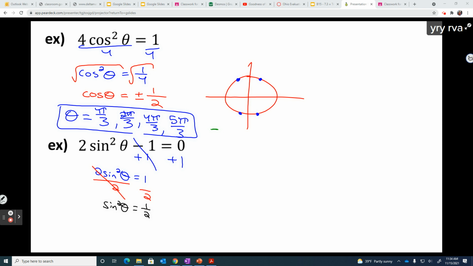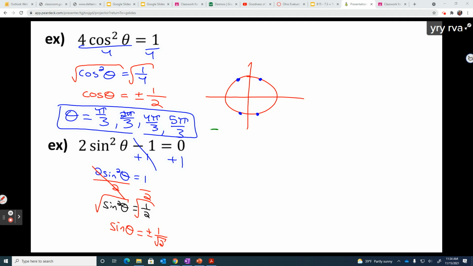And last thing, take the square root. So the square root of sine squared is just sine. All right, now this one's going to be a little bit more challenging, because we get square root of 1 is 1, right? You need the plus or minus. But then we have 2, that's not a perfect square. So it's actually 1 over the square root of 2.